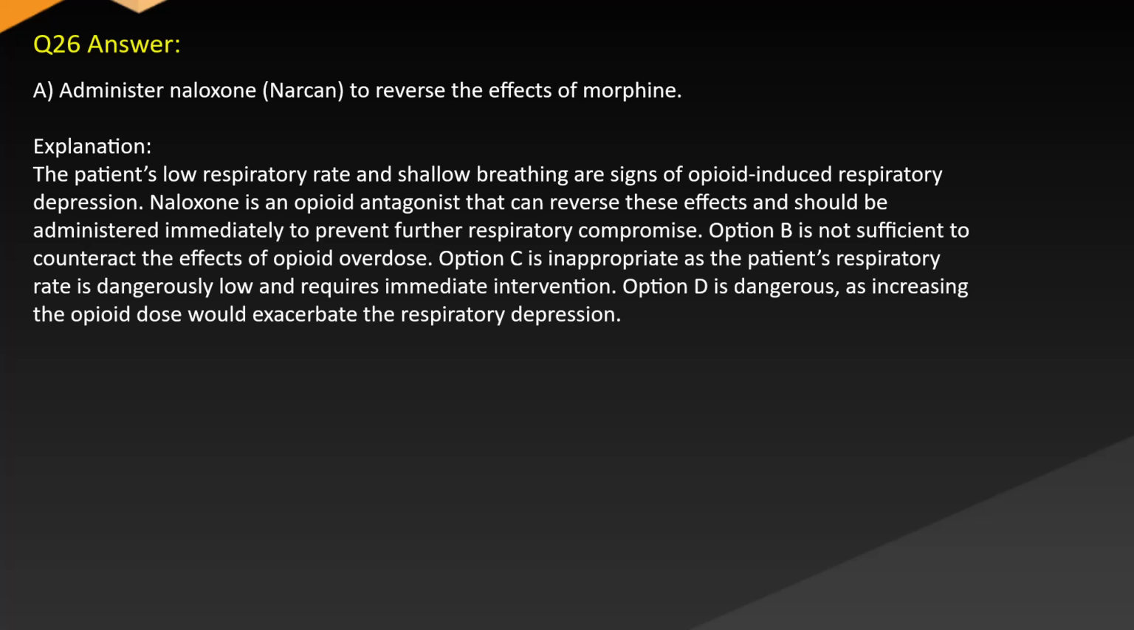Option B is not sufficient to counteract the effects of opioid overdose. Option C is inappropriate, as the patient's respiratory rate is dangerously low and requires immediate intervention. Option D is dangerous, as increasing the opioid dose would exacerbate the respiratory depression.